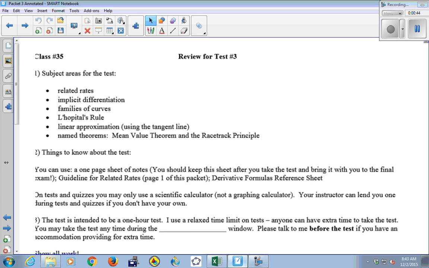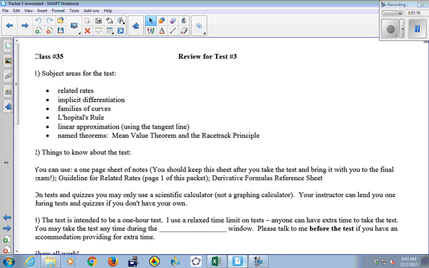Linear approximation using a tangent line. I won't put quadratic approximation on just because it takes longer. So just linear approximation. And then we studied the mean value theorem that says that there's a tangent line parallel to the secant line as long as the function is smooth and continuous. And the racetrack principle with the zombies, right? If one zombie gets a head start, well, never mind. You can review it on your own.